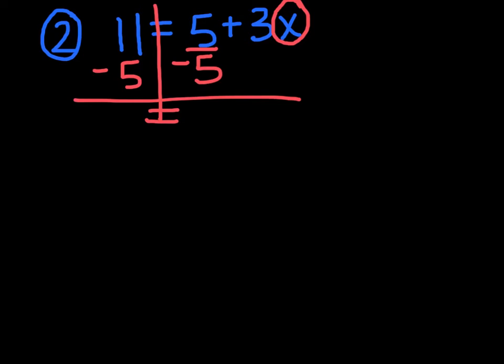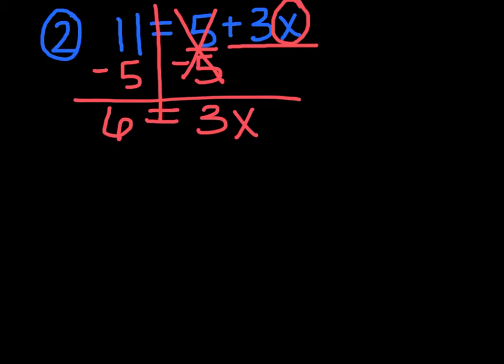On this side, 11 minus 5 is 6. And on this side, 5 minus 5 is equal to 0. So that leaves me with a plus 3x, or a positive 3x, but we don't write positive signs in front of numbers, so I can just drop it and write 3x. Now, I have worked this into a one-step equation, which means that 3 times a number equals 6.